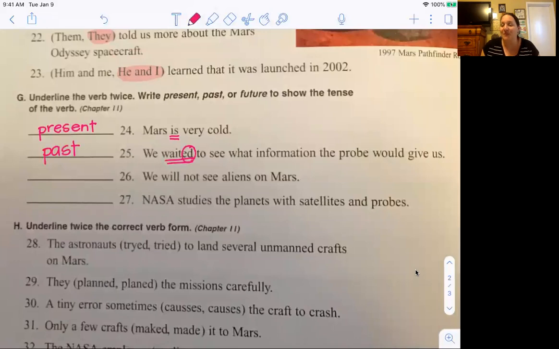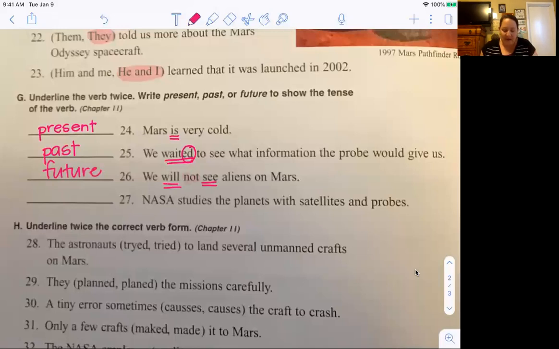26. We will not see aliens on Mars. Now this is a split verb phrase. Because of this adverb, that's not a verb, but it's a split verb phrase. So what do you think your verb phrase is? Will see. Today, yesterday, or tomorrow? What do you think? Present, past, or future? That's a future tense verb.